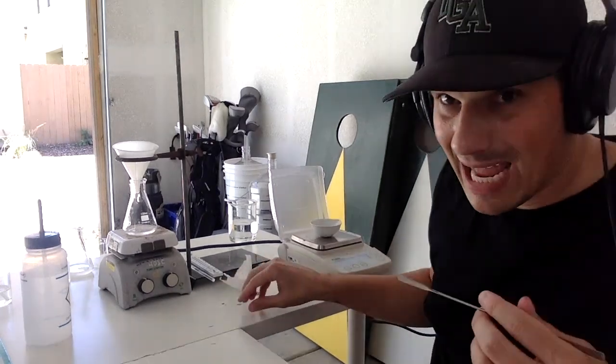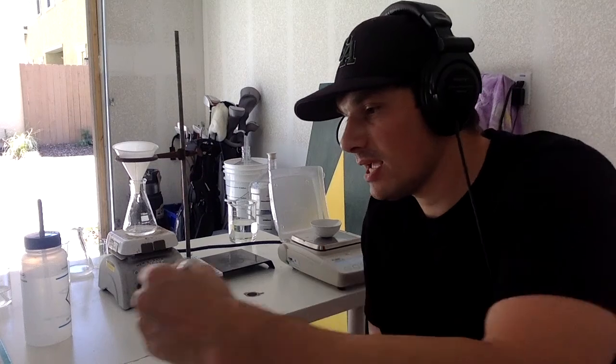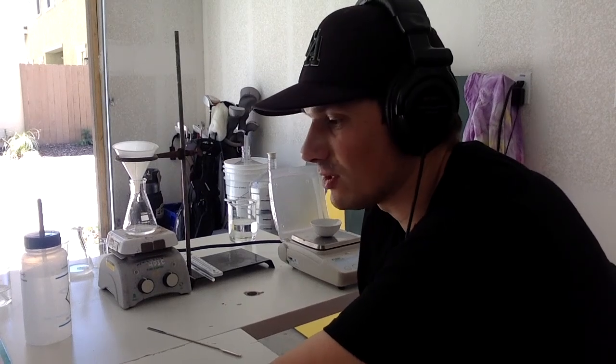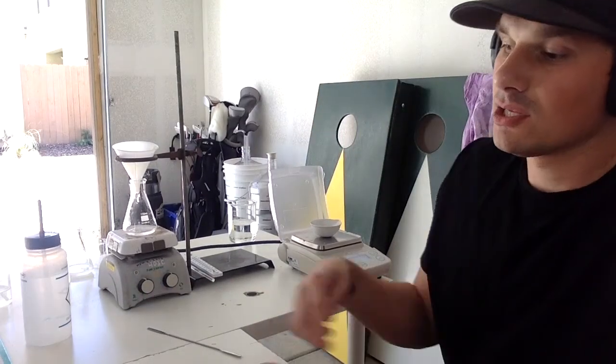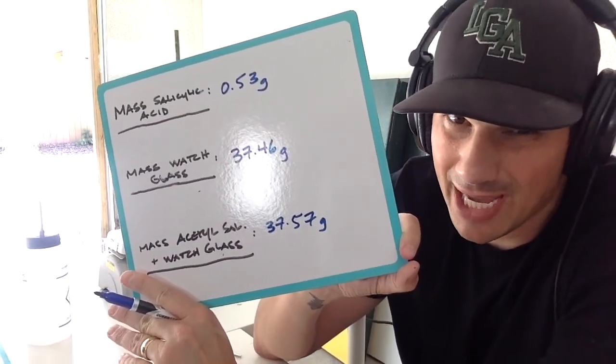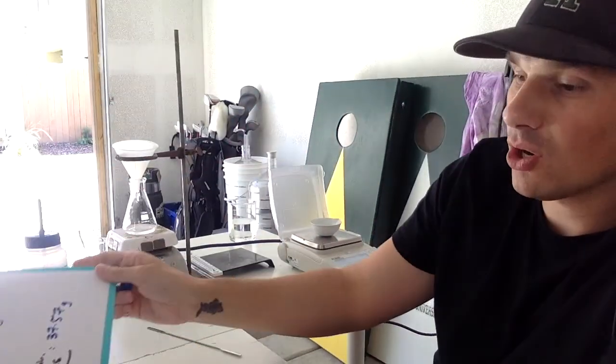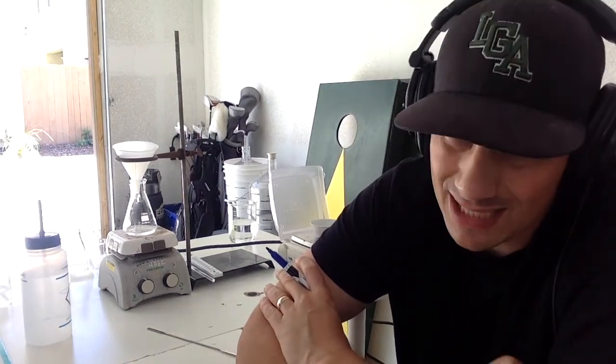Okay, so now that I have that directly into my evaporating dish, I can see I actually didn't make a whole lot, which is kind of sad, but we'll see. So I have a final mass of 37.57, it looks like, grams. So remember, initially we had 37.46 grams, so I only made about 0.11 grams. So later on, you're going to calculate your theoretical yield and your percent yield.